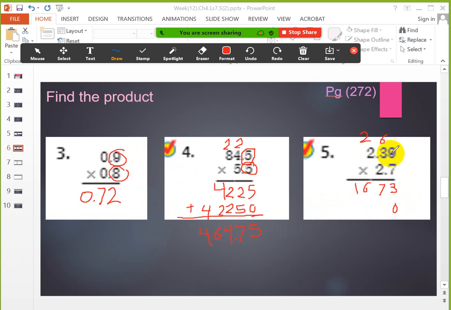Now I will multiply 2 with 9. Yes, teacher. 2 multiply 9, 18. So I will put 8 here and 1 above that. 2 multiply 3 equals? 6. 6 plus 1, 7. So I put 7 here. 2 multiply 2 equals 4. Very good. Thank you, Deem.